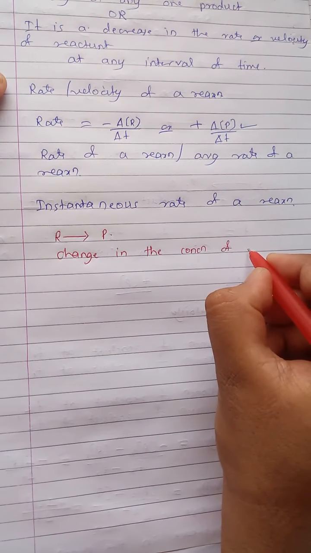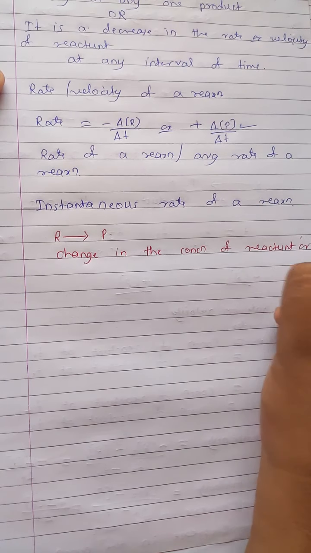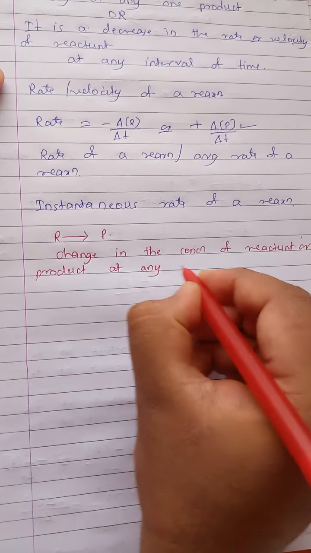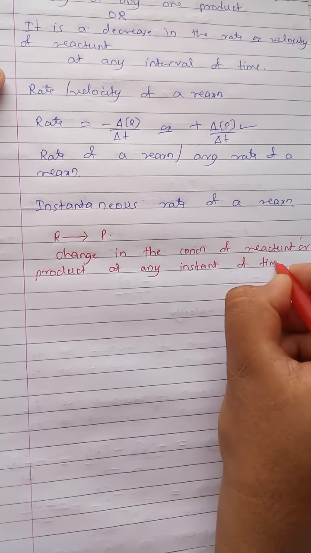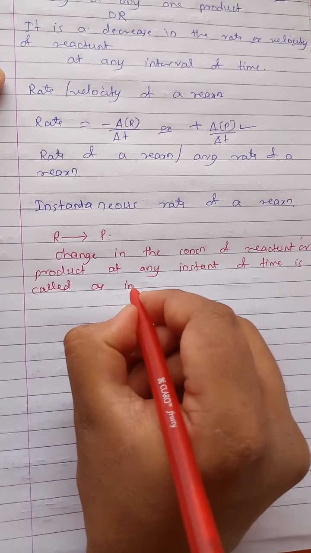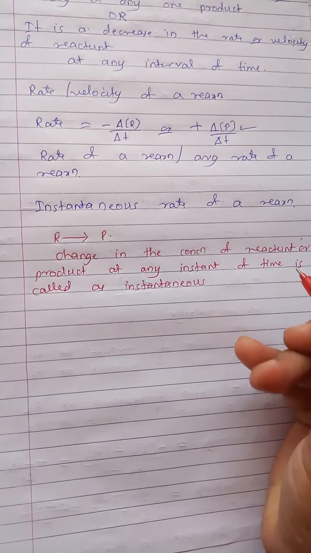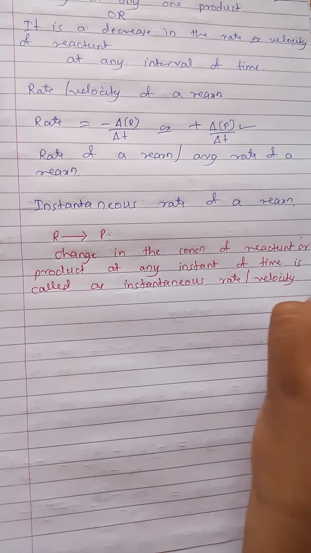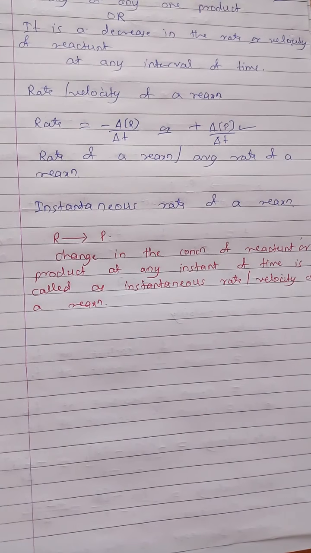Change in the concentration of reactant or product at any instant of time is called the instantaneous rate or velocity of a reaction at any instant of time.